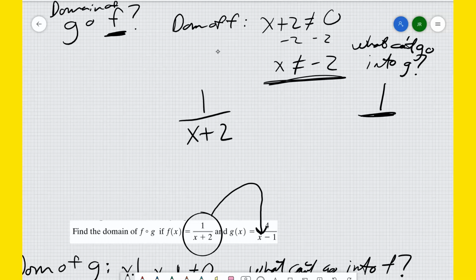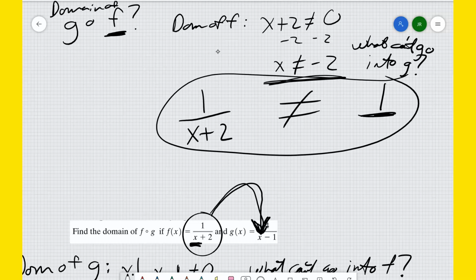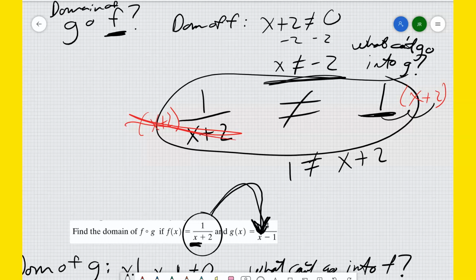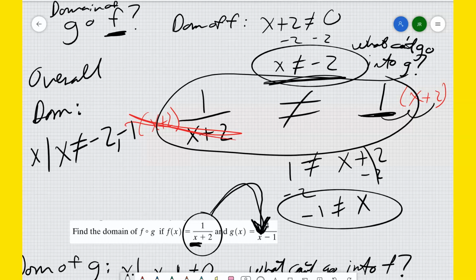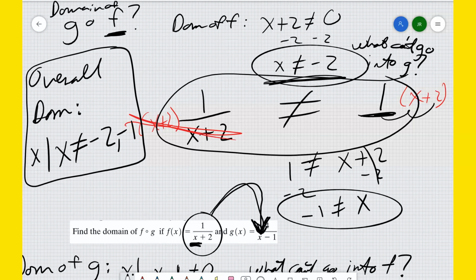So we need to find out what value we plug into x that would end up giving us one, which would then mess things up when it gets plugged into g. So I say 1 over x plus 2 cannot equal 1. And then I solve that inequality by multiplying by x plus 2 to get it off the bottom. So that becomes 1 does not equal, distribute here, x plus 2, subtract 2, negative 1 does not equal x. So the overall domain is all x such that x does not equal negative 2 from that one and negative 1 from that one. And there is my answer for that example.